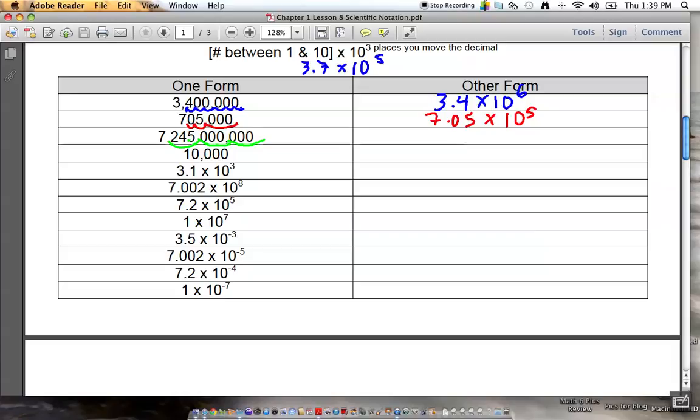If I stop here, that's 724.5. That's not between 1 and 10. If I stop here, what's the number? 72.45. Is that between 1 and 10? No. But if I stop here, it's 7.245. Is that between 1 and 10? Yes. So it's 7.245 times 10 to the 9, because I moved a total of 9 places.